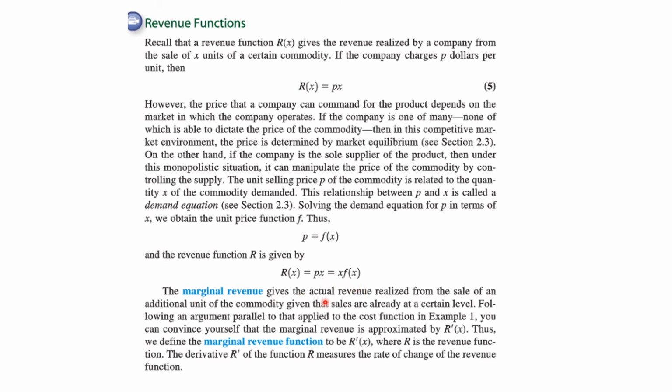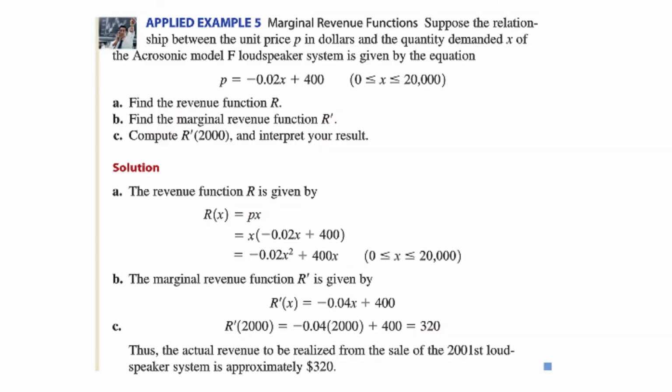Now the marginal revenue gives the actual revenue realized from the sale of an additional unit if the sales are already at a certain level. We define then in the same way as we did before, a marginal revenue function is R prime of x. And notice if I'm taking R prime of x, it's going to be the product rule. Okay, let's work through one of these then.